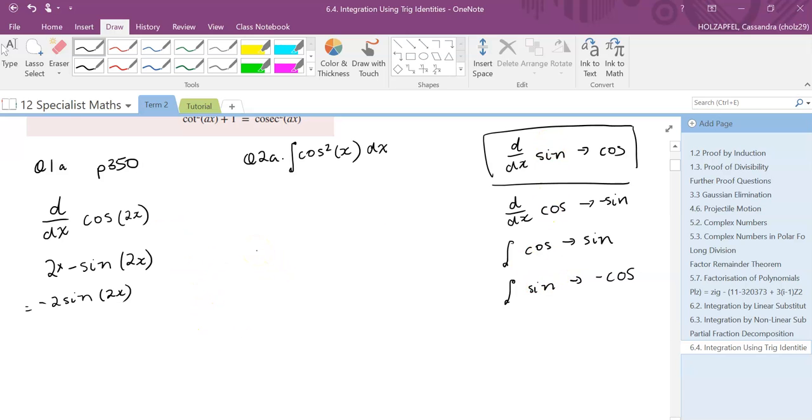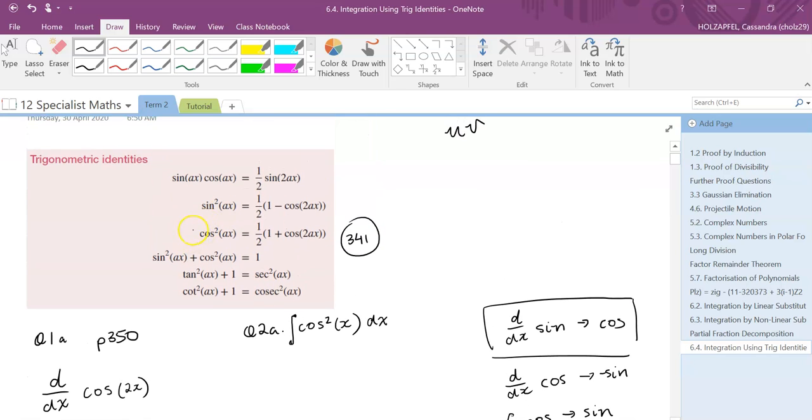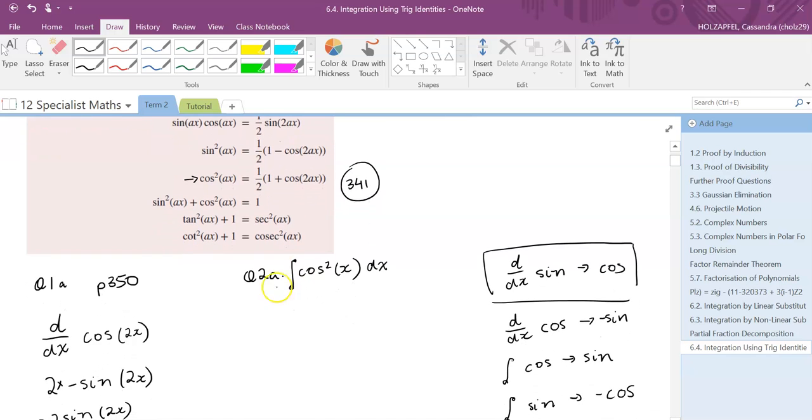Okay, so we're going to scroll up to those trig identities now, and we can see here that this is going to be equal to this function. And for us, x is just going to be equal to 1. So that makes it nice and simple for us. So if we substitute that value in instead, we're going to get the integral of 1/2 multiplied by 1 plus cos 2x, because we've doubled that value inside the bracket.